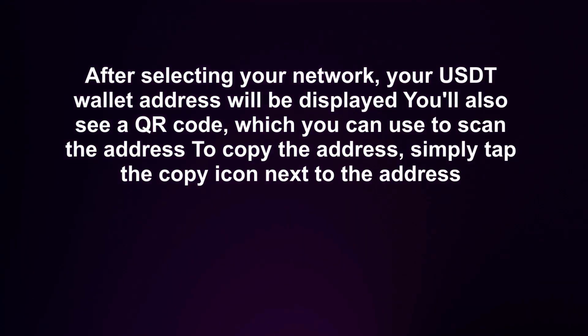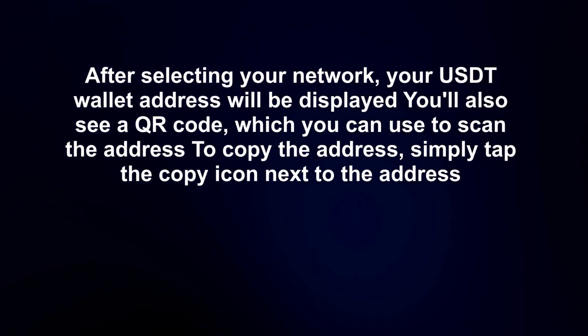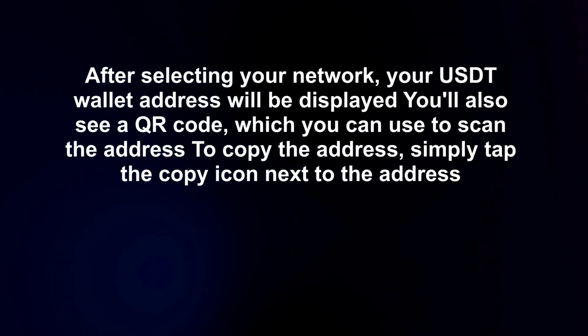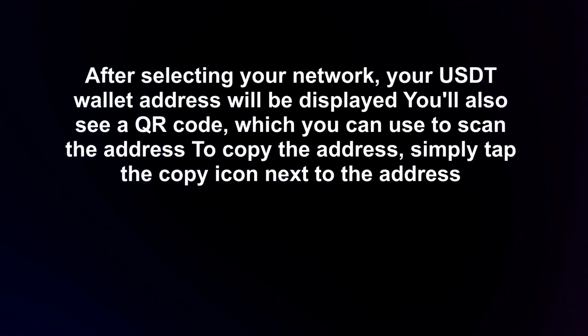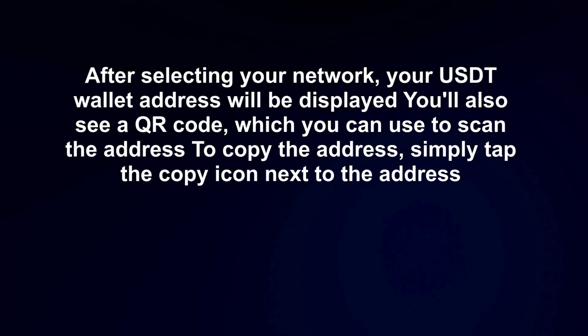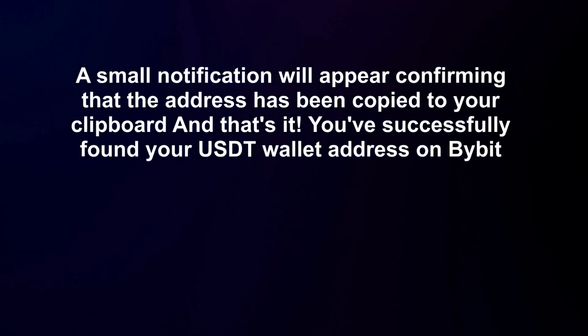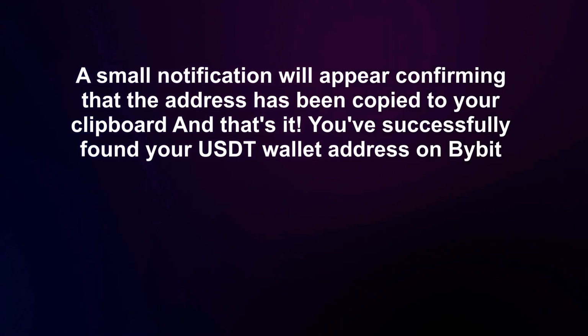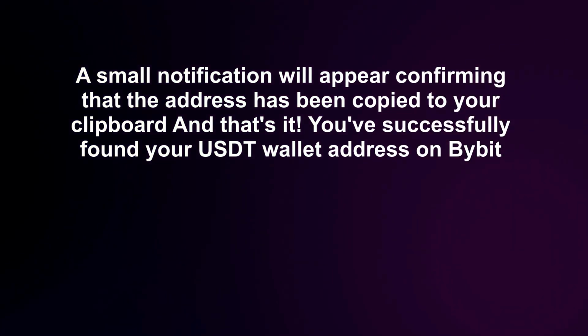After selecting your network, your USDT wallet address will be displayed. You'll also see a QR code, which you can use to scan the address. To copy the address, simply tap the copy icon next to the address. A small notification will appear confirming that the address has been copied to your clipboard, and that's it.